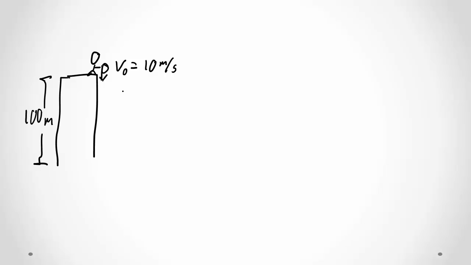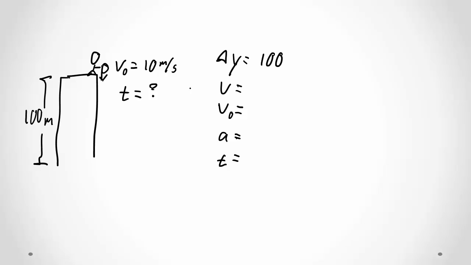If we want to find the time for that rock to hit the ground, then we start out with our favorite list: delta y, v, v naught, a, and t. We have a change in height of 100 meters, so we can put 100 here for delta y. An initial velocity of 10 meters per second. We know the acceleration is always 9.8. Time is what we're trying to solve for, and we don't care about the velocity when it hits the ground, at least not for this problem.